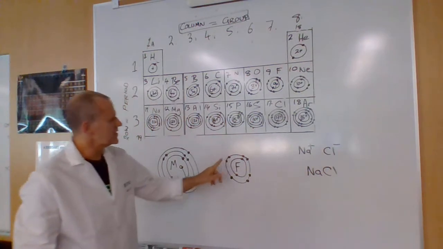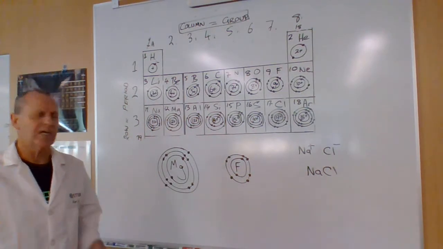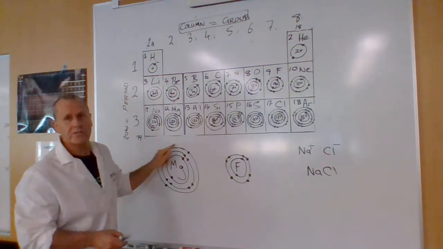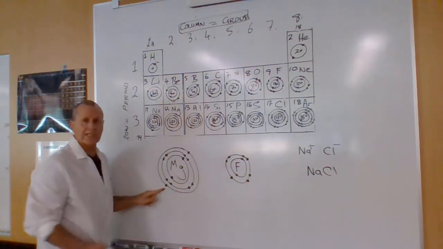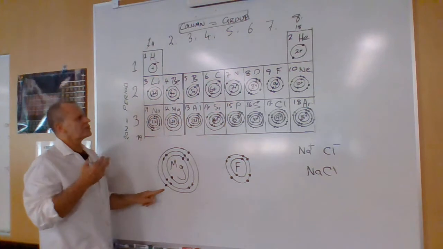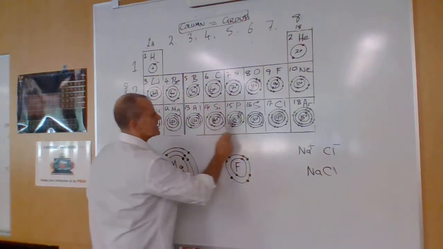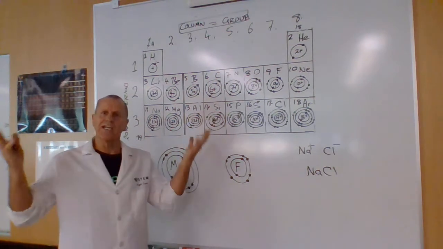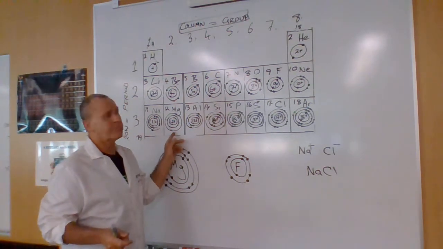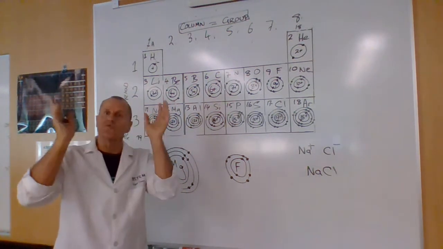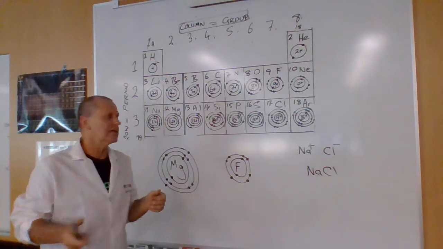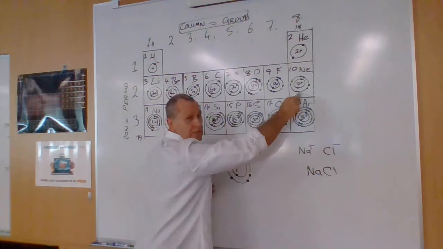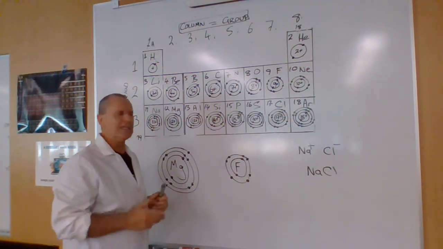Let's have a look at what happens if we do magnesium and fluorine. So here's magnesium. It's in group 2. It's got 2 outer electrons. In order to become stable, it could gain 6. No, it's too much. It's going to fly apart because there's not enough positive charge to hold all those repelling electrons together. So it tends to lose 2 to have an electron structure like neon.